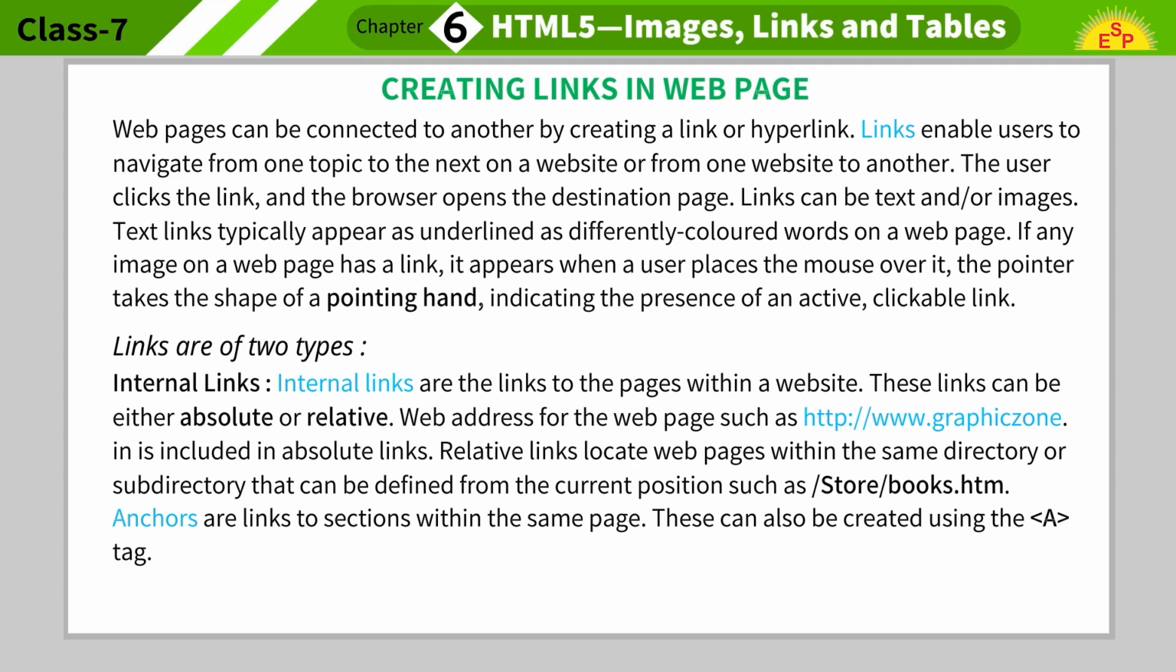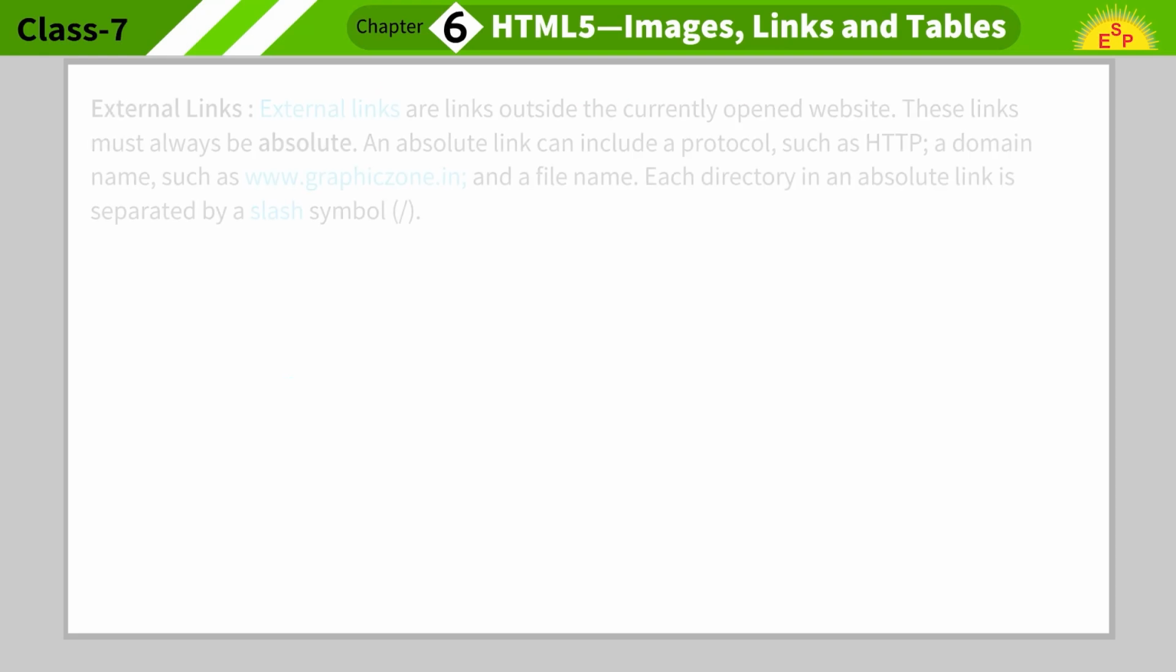The web address for the web page, such as http://www.graphiczone.in, is included in absolute links. Relative links locate web pages within the same directory or subdirectory that can be defined from the current position, such as storebooks.htm. Anchors are links to sections within the same page. These can also be created using the tag.